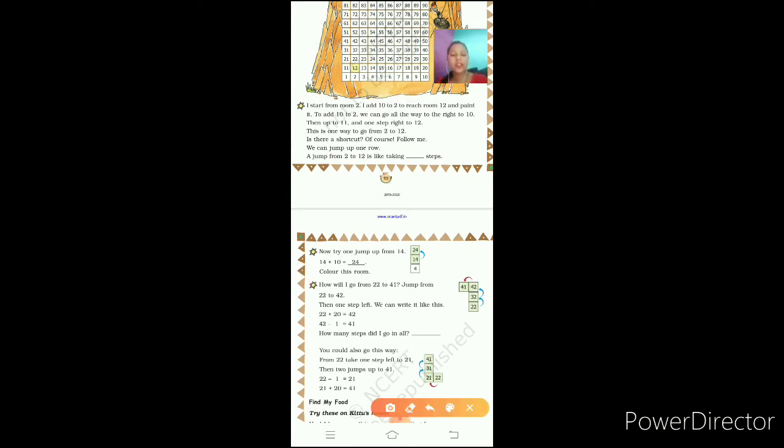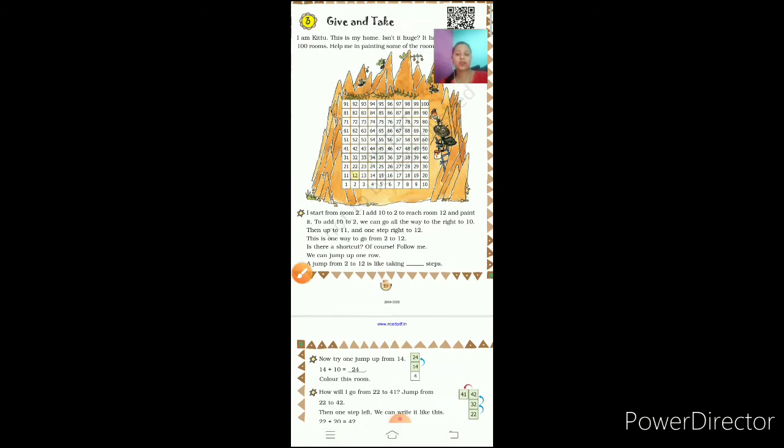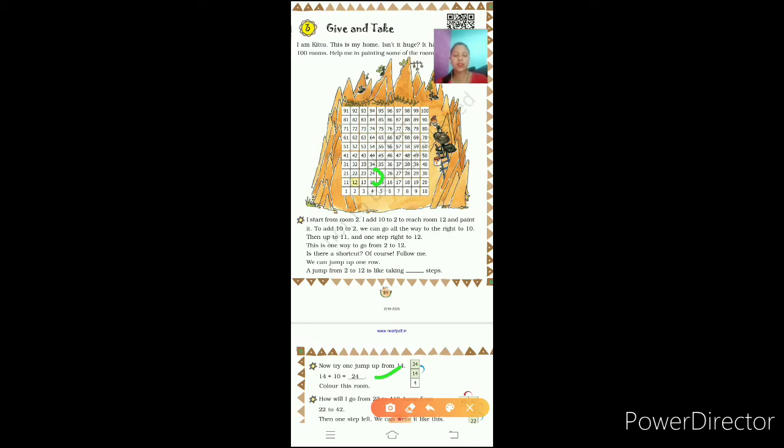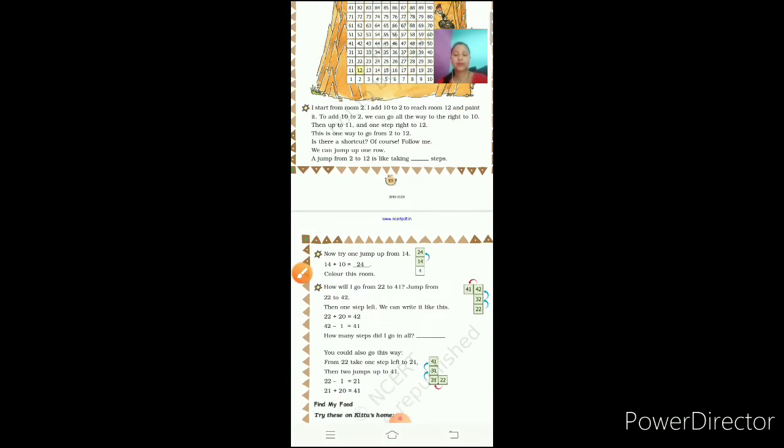Now try one jump from 14. If her initial position is 14 and she jumps 10 more steps, her next position is, just check in the grid, 24. So here the answer is 24. Okay, got it?